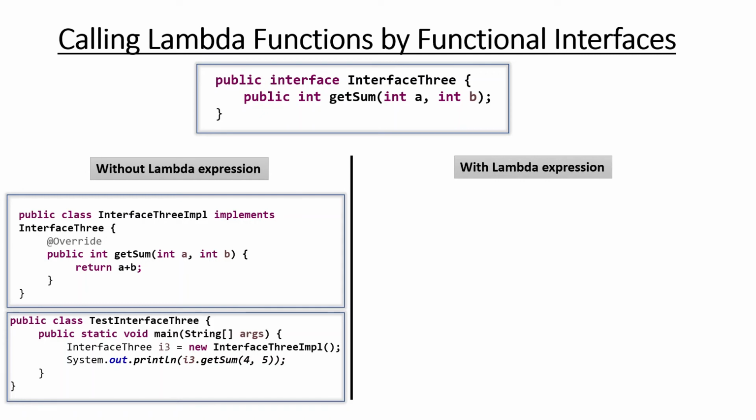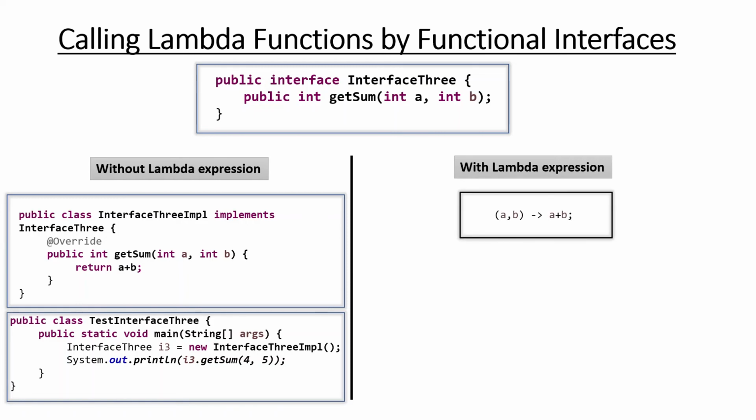Again, we'll try to achieve the same task using a functional interface. What we'll do is, we'll first convert this getSum method to a lambda expression. So this getSum method can be written as a comma b arrow a plus b.